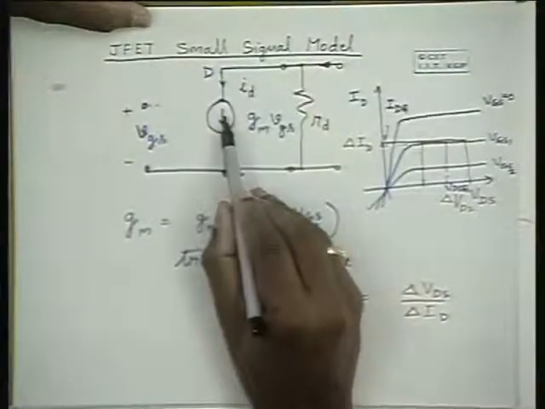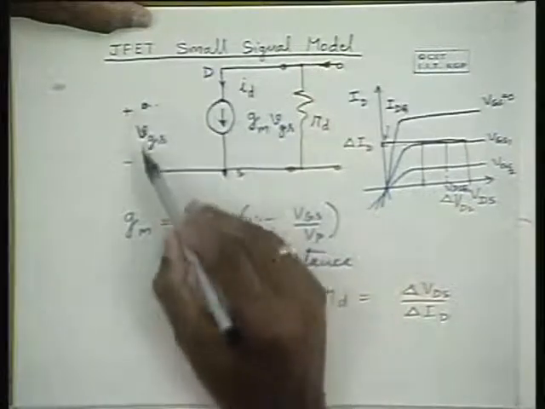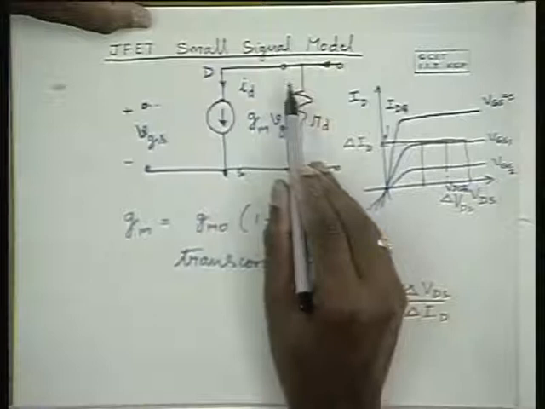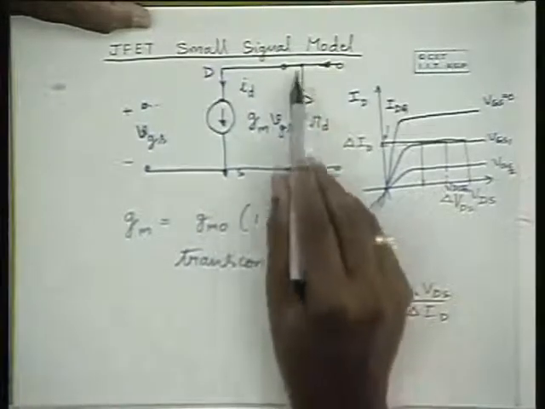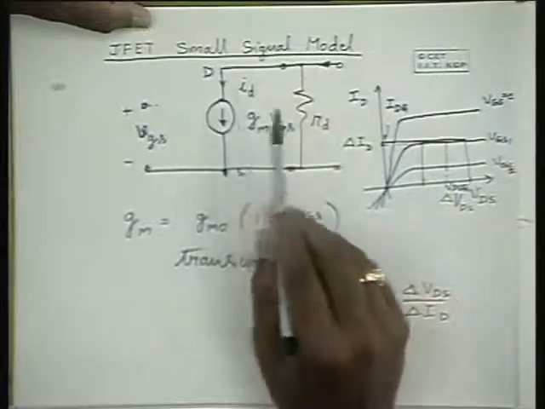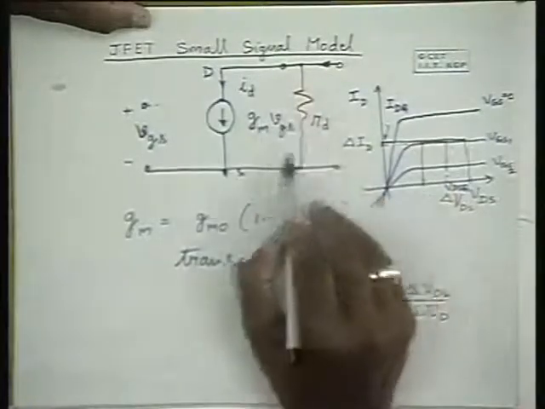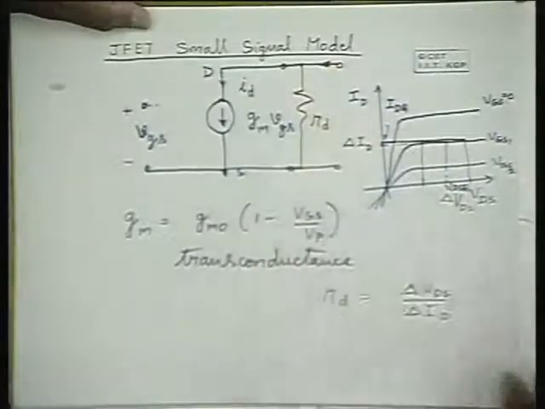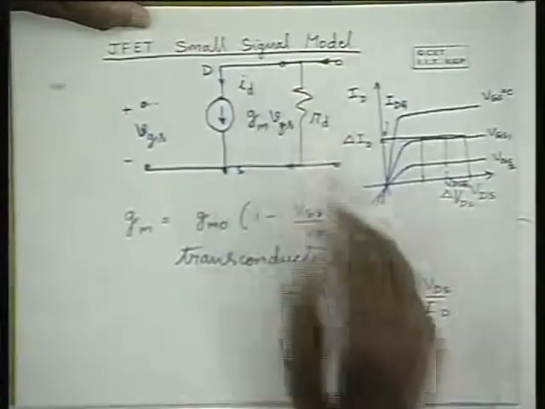Today we shall discuss JFET small signal analysis. As I explained in the last class, the equivalent circuit of a JFET is as given here. It has a voltage controlled current source, where the current source value is controlled by the gate to source potential. Besides, it has a channel resistance rd. So it is not an ideal current source, but a practical current source with some resistance in parallel with it, and that represents the channel resistance.